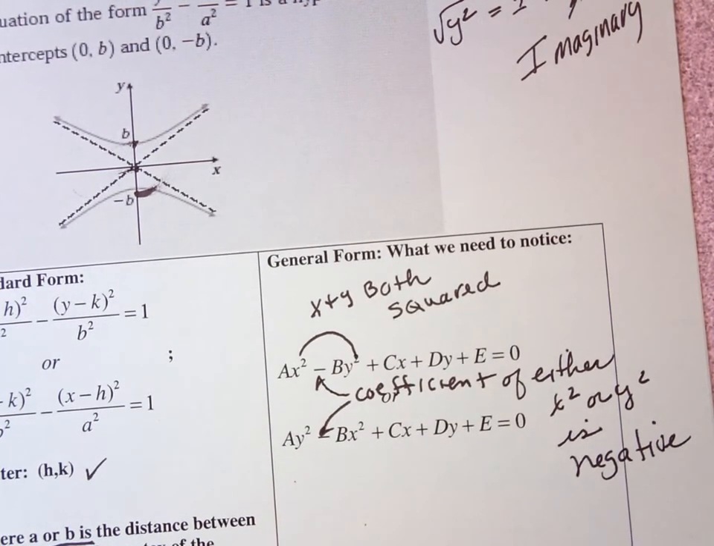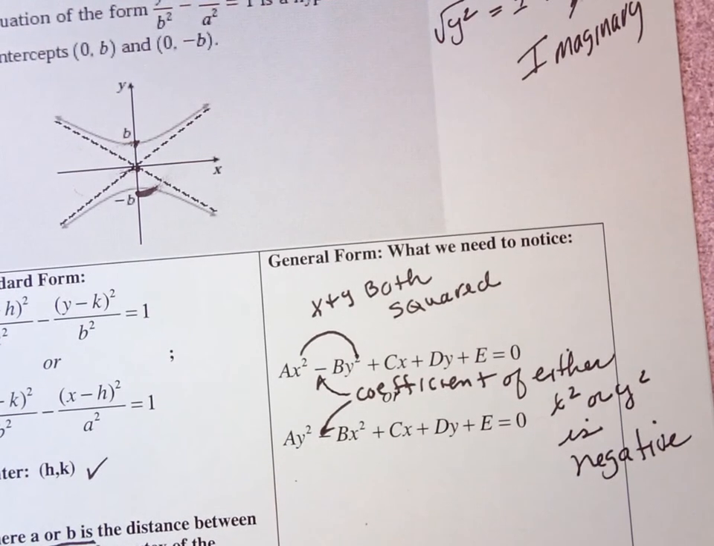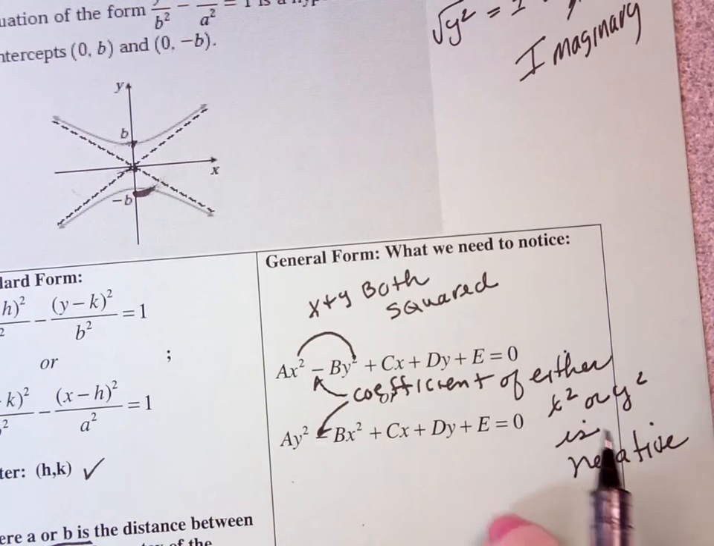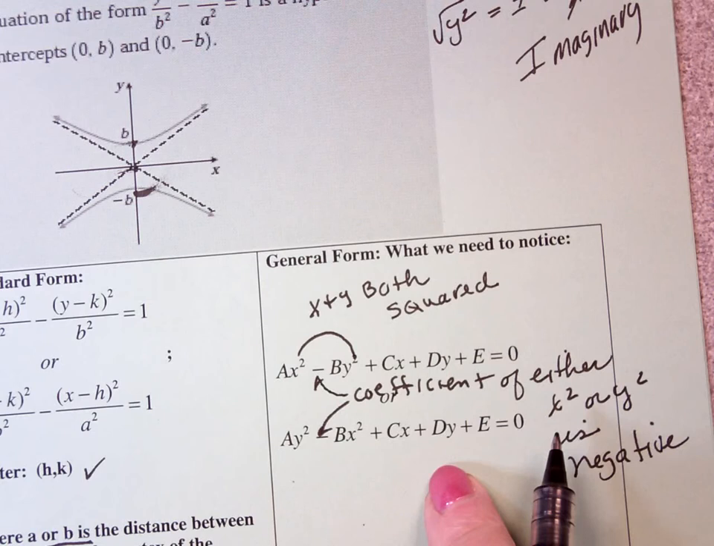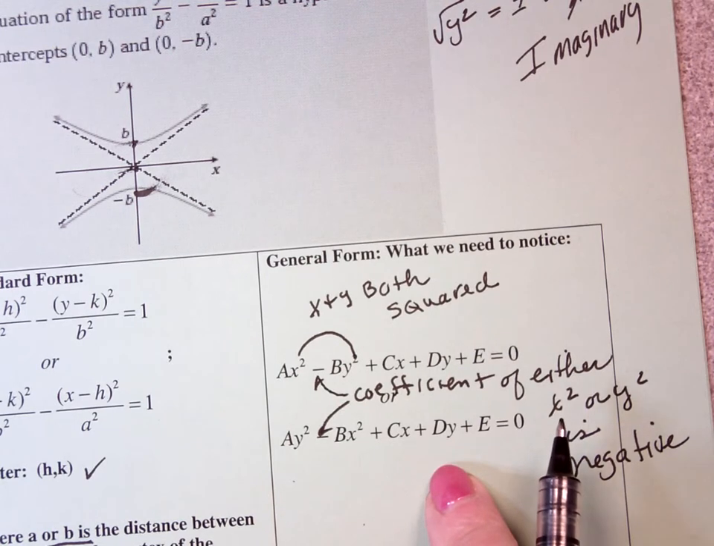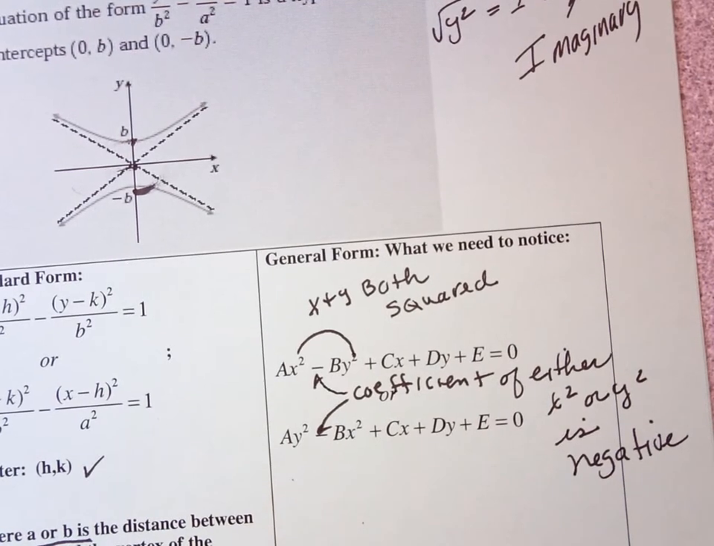Now, by the way, with these in general form, what you would have to do, quite honestly, is complete the square like you did with the circle, to put it into standard form. And we don't want to do that. I don't know about you. You might want to do that. I don't want to do that.